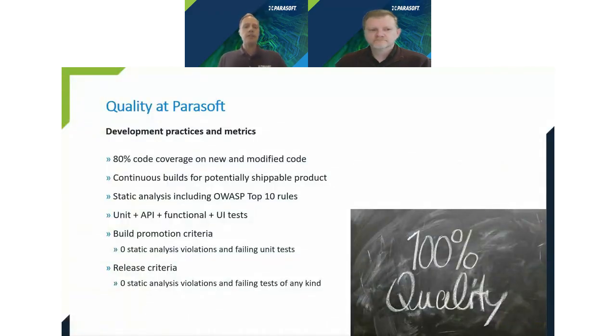So to set the stage, let me explain what kind of practices and metrics we use in our development teams at Parasoft to ensure high quality. Generally, we have a requirement that all new and modified code that we develop needs to have 80% code coverage. This ensures that the code is highly tested, and I'll go into that in a moment.